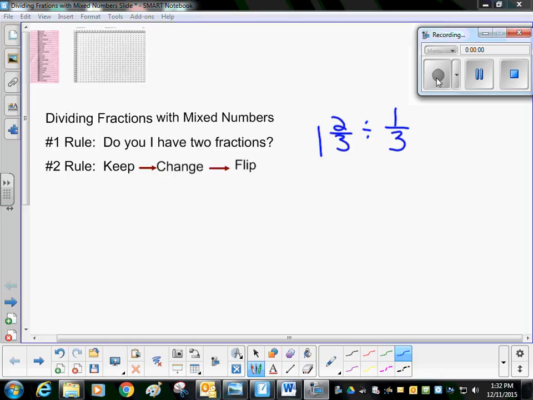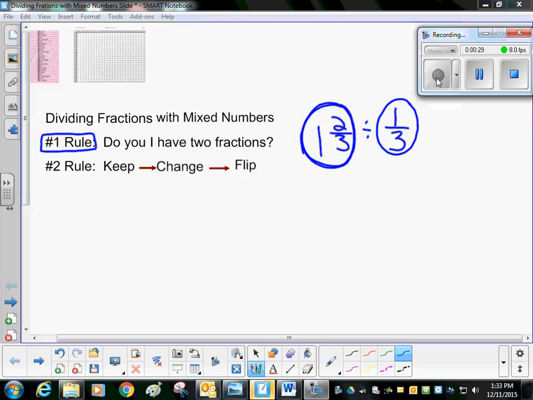We're going to go ahead and look at dividing fractions with mixed numbers. My problem is 1 2/3 divided by 1/3. If I look at my rules, rule number 1 says the first thing I have to do is ask myself, do I have two fractions? The answer to this is no, because 1 2/3 is not a fraction, it's mixed.